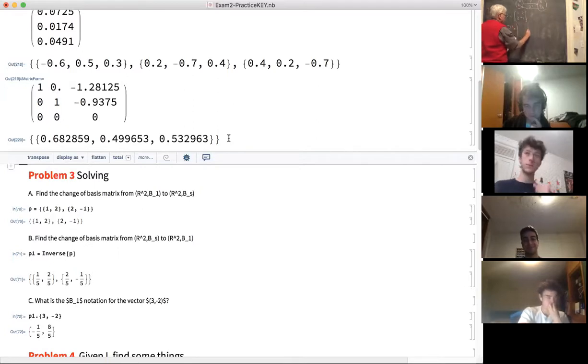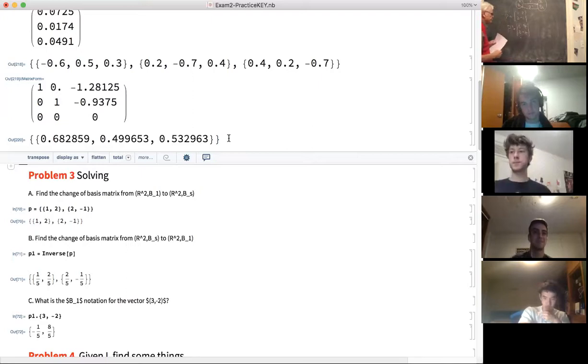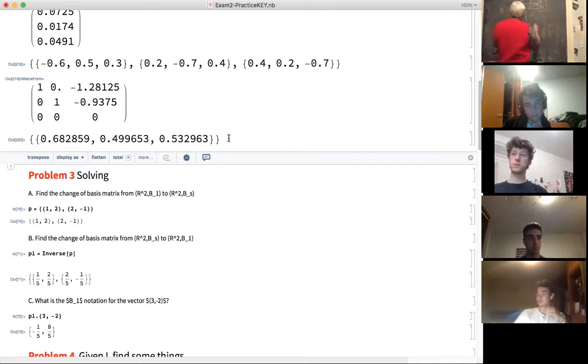What I computed for P inverse is 1/5, 2/5, 2/5, minus 1/5. So that changes back. This is the first part. Then in the second part, I give you something according to the basis B1: 3, minus 2. This is in the B1 notation.